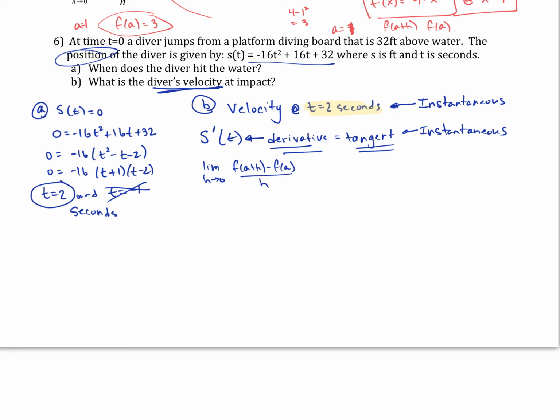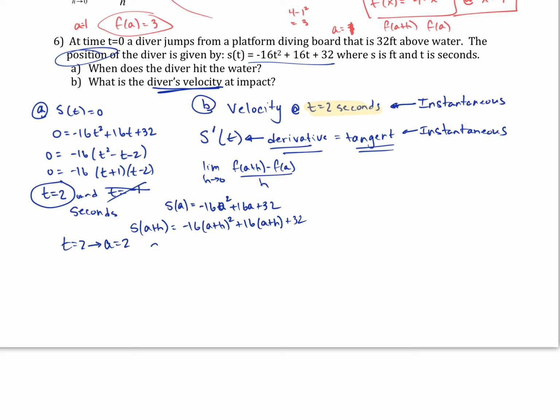Okay, so now what I need to do is put this equation right here into that. So S of a, let's figure this out. S of a equals negative 16 a squared plus 16a plus 32. S of a plus h is negative 16 times (a plus h) squared plus 16 times (a plus h) plus 32. But I have something handy here. Guess what I know? I know a is 2, because t equals 2.